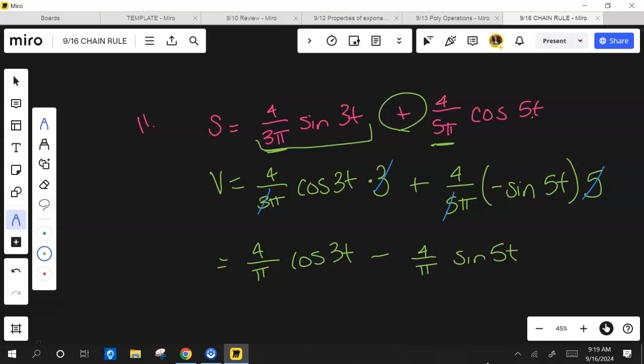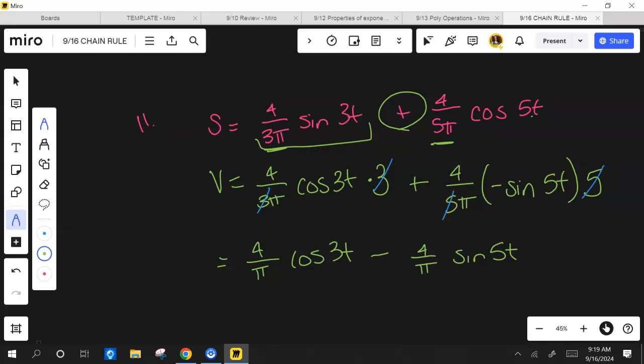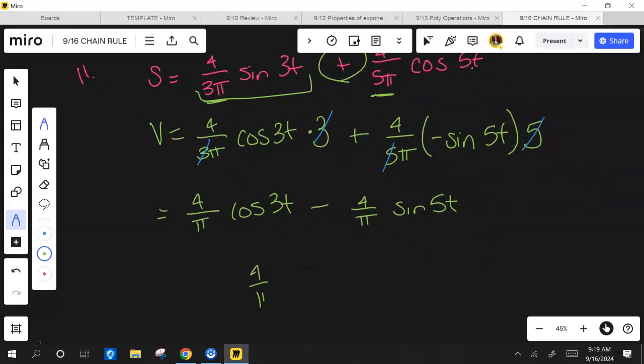If I wanted to, I could factor out a 4 over pi. You don't have to. But if it was a multiple choice question and one of your answers looked like this, could you recognize, hey, that's the same thing? They just factored out a 4 over pi. So not necessary for you to write, but necessary to be able to recognize.